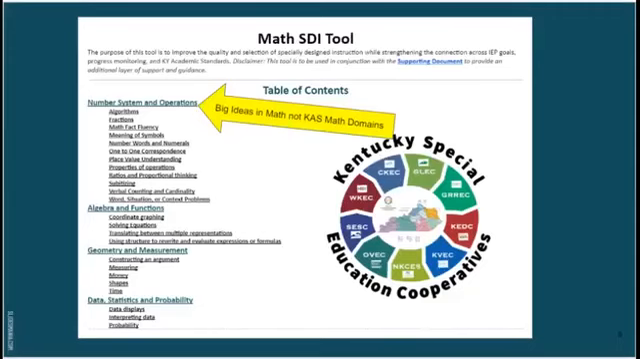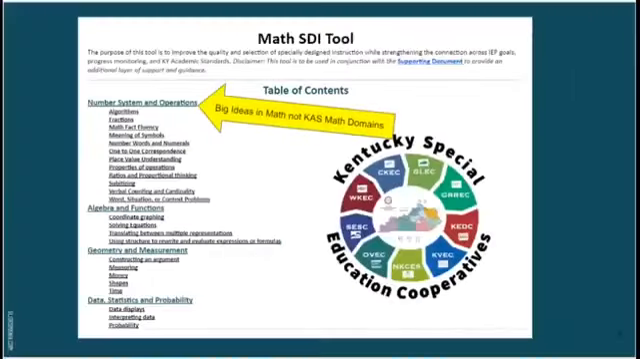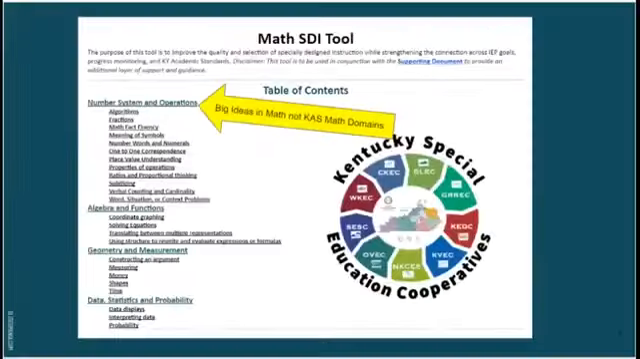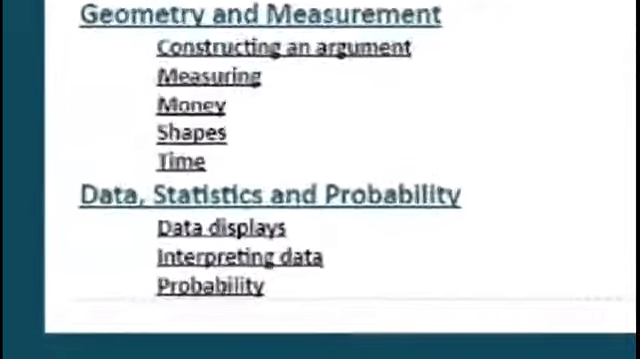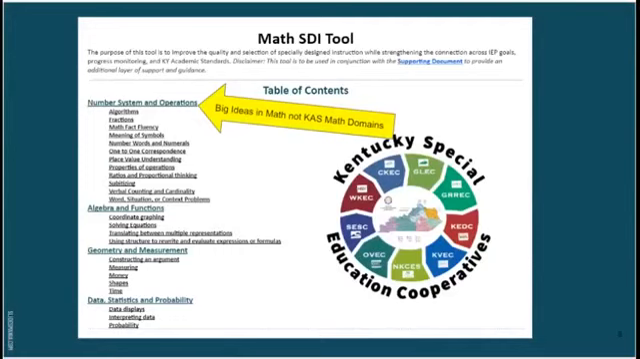As you open the tool, it begins with the table of contents. You also have a hyperlink to take you directly to the supporting document in blue. Items in the table of content are grouped into 4 big ideas: number systems and operations, algebra and functions, geometry and measurement, and finally, data, statistics, and probability. Under each category, there is an alphabetized list of areas of concerns, which are hyperlinked to their location within the Math SDI tool.